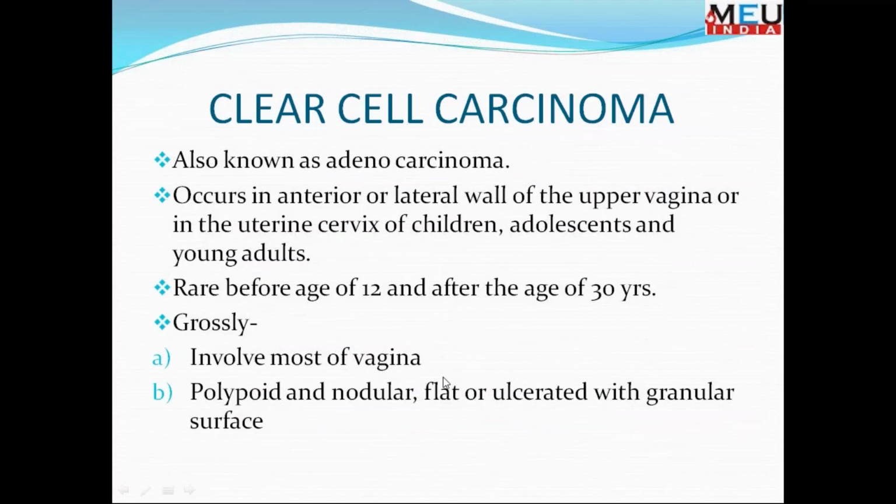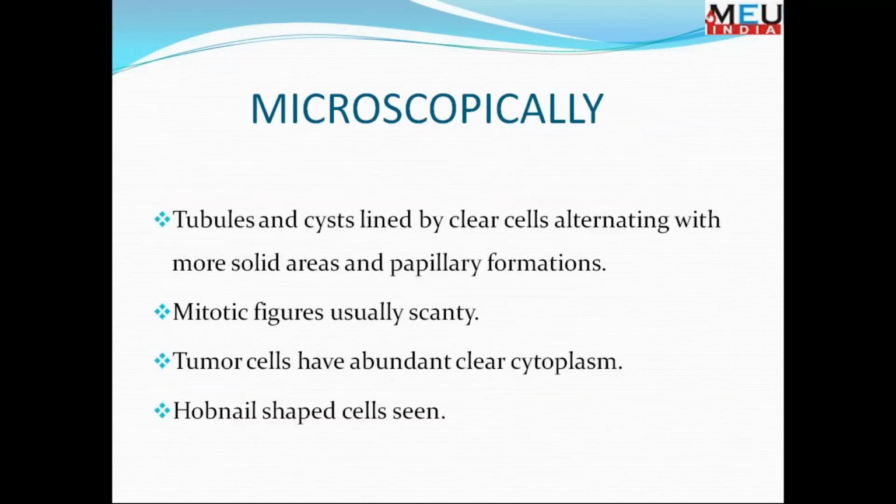The clear cell carcinoma, which is also known as the adenocarcinoma, occurs in the anterior or lateral wall in the upper vagina and in the uterine cervix of children, adolescents, and young adults. Rarely they occur before the age of 12 or after the age of 30, and grossly involve most of the vagina, and the polypoid and nodular variants are there, along with the flat or ulcerated with granular surface.